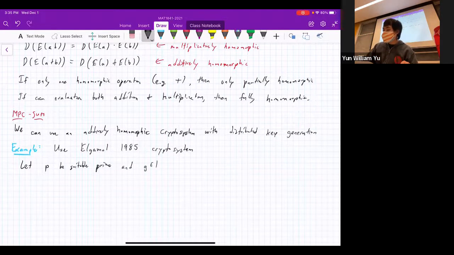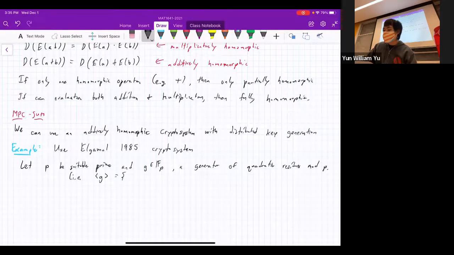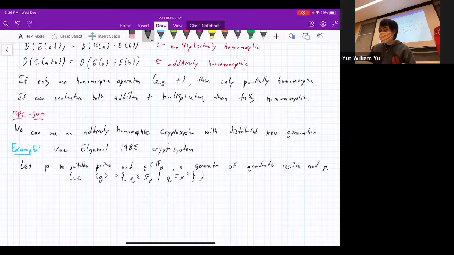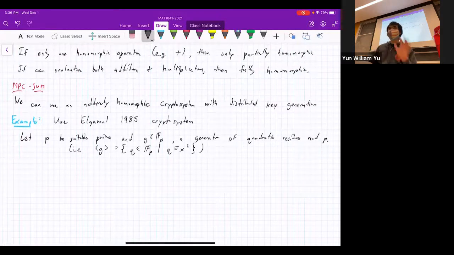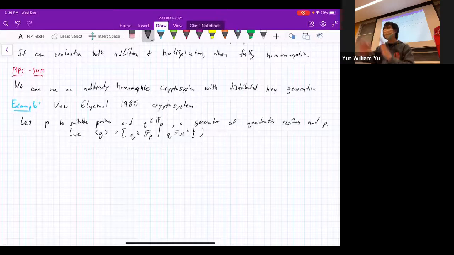And let's say we have G in F_P, a generator of quadratic residues mod P. Okay, this is an important technical condition, but we're not going to go into too much detail because that would be a cryptography class. Such that Q is congruent to X squared. Okay, like I said, technical crypto details, which are very important, but something that we aren't really going to worry about because we're just using these crypto systems as other people have built them.